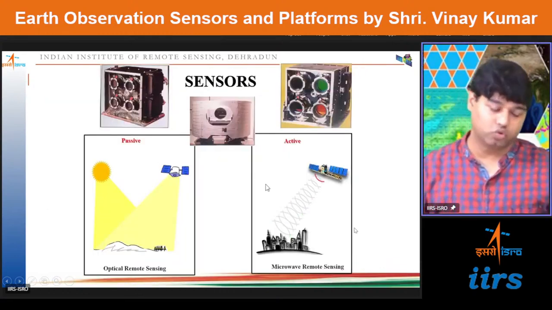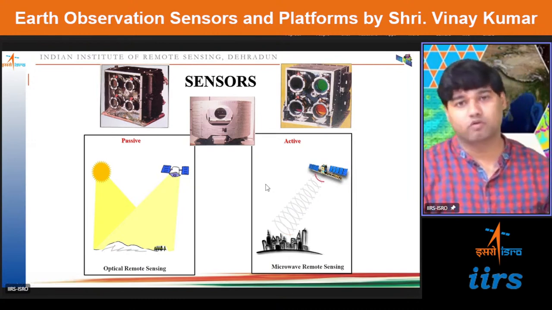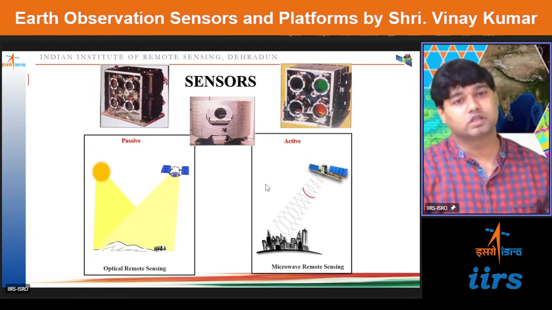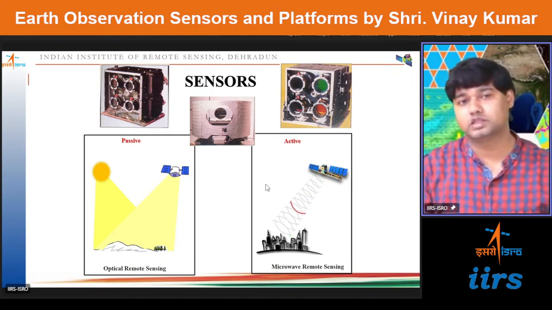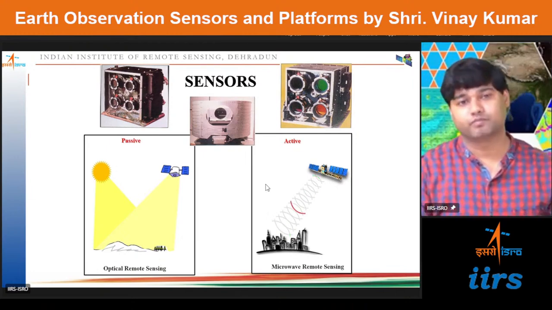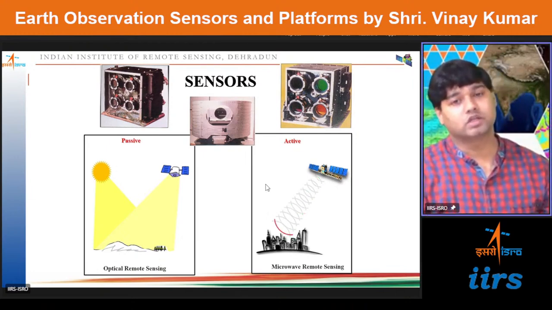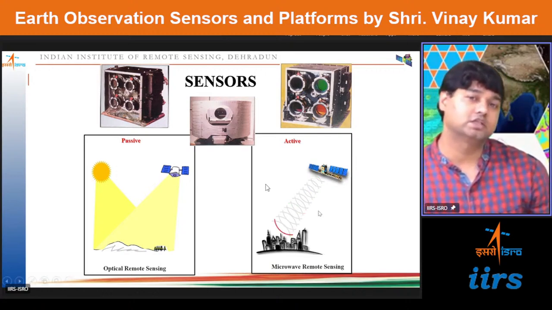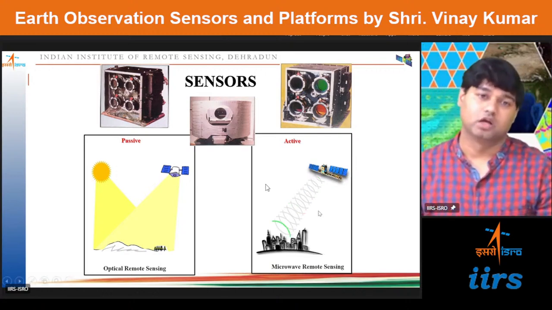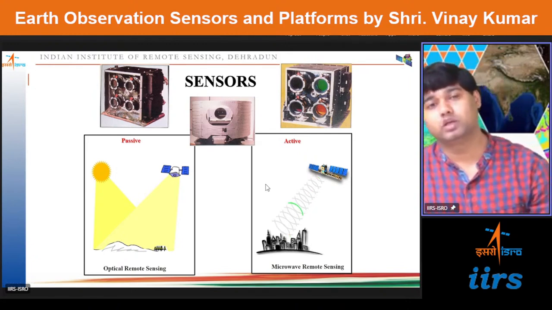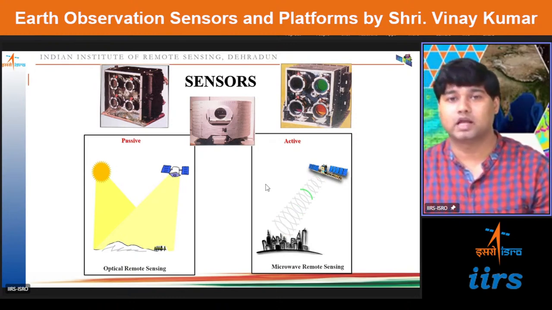So as I told, there are two major categories of remote sensing sensors: passive and active sensors. Passive sensors are those where the sun is used as the external energy source and the reflected energy is received back by the sensor. In the case of an active sensor, it has its own source of illumination and the backscattered energy is received by the sensor. Now, a passive sensor works only during daytime, while an active sensor can work both day and night.